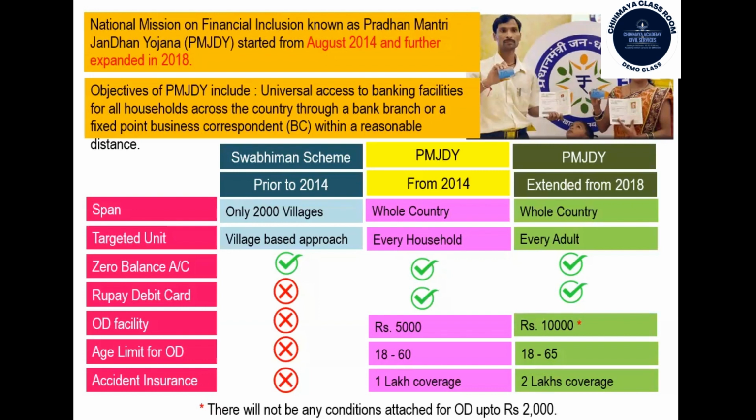Age limit of the OD was previously 18 to 60 years. Now they have moved from 18 to 65 years. Accident insurance, 1 lakh coverage in 2014, and now it is 2 lakhs coverage. You see, this accident coverage for us, it will be a very simple one.